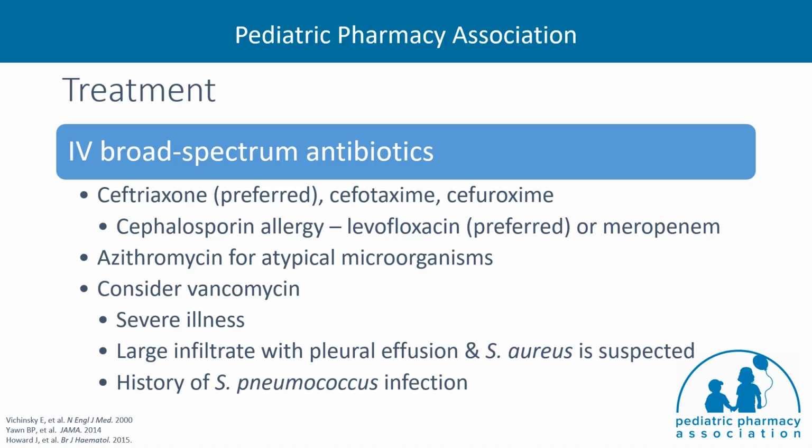If the patient is believed to be at risk for atypical microorganisms, adding azithromycin can be important. And then you can consider vancomycin in patients who have a severe illness, if they have a large infiltrate with pleural effusion and Staph aureus is suspected, or if they have a history of strep pneumo infection.